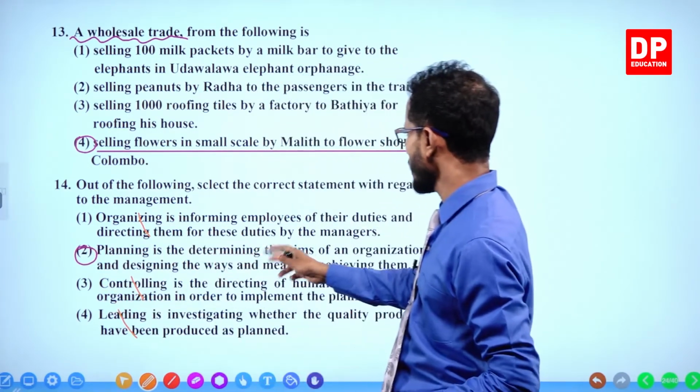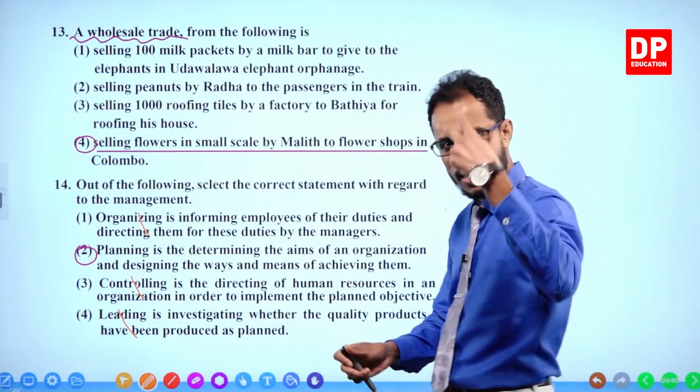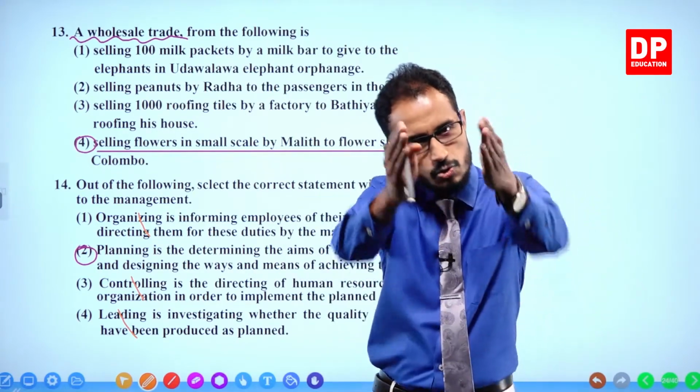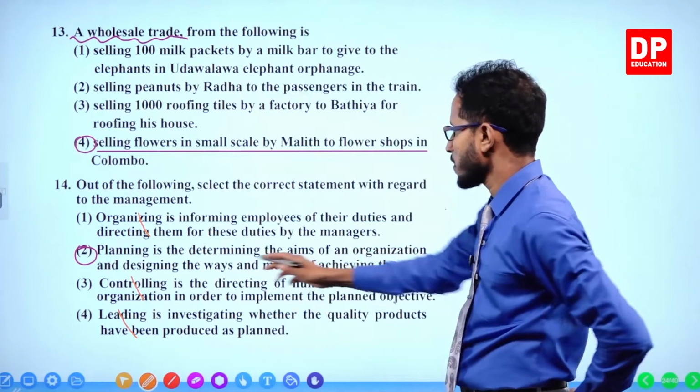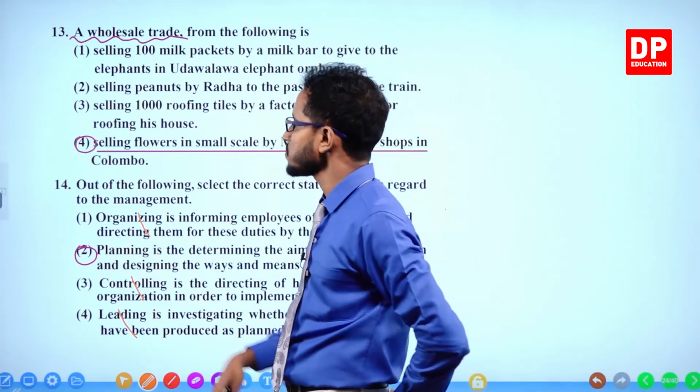Planning is the determining of the aims. What are your aims? What are the business aims, targets? And designing a path to achieve them. Yeah. 14th, second answer.